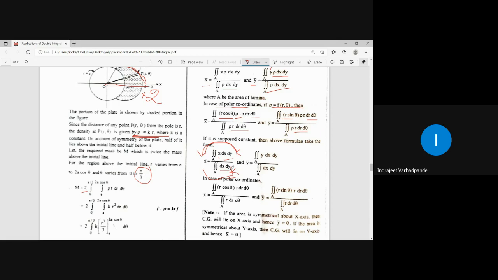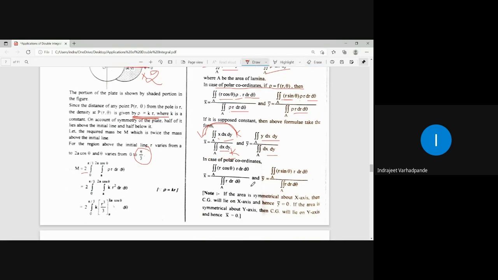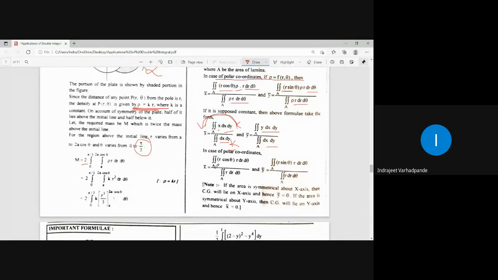double integral over A dx dy. Y bar will be double integral over A y dx dy upon double integral over A dx dy. So in case of polar coordinates, rho will again be 1, and the formula becomes double integral over A r cos theta r dr d theta upon double integral over A r dr d theta, and for y bar, r sin theta into r dr d theta upon double integral over A r dr d theta.